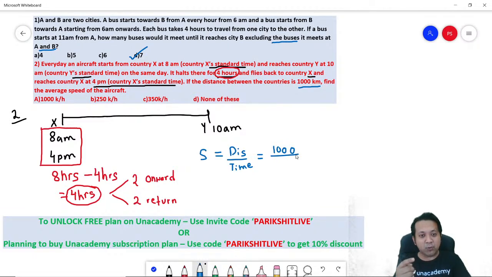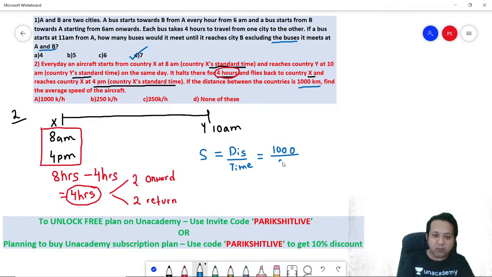You are taking one-way distance, right? Let's say only the onward journey distance or only the return journey distance. So if you are taking one-way distance, time also you will take one way. So basically, one-way time is 2 hours. So what is the speed? 1000 by 2, 500 kilometers per hour. That's your answer.